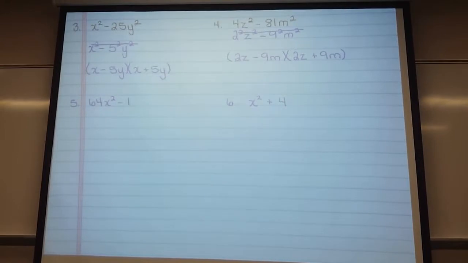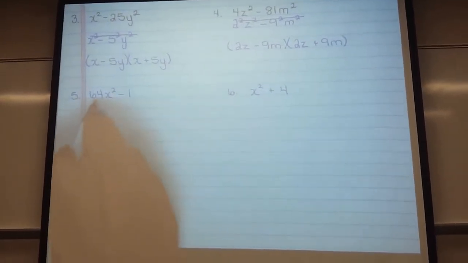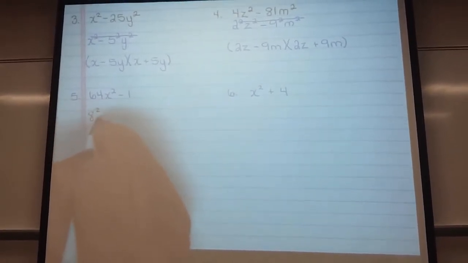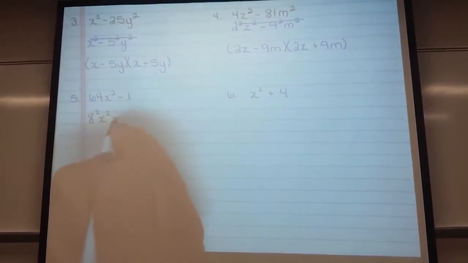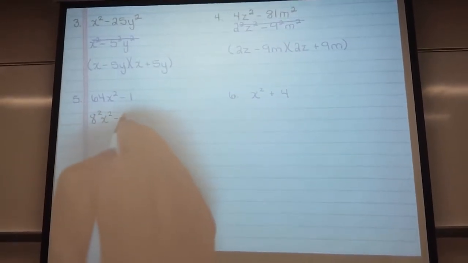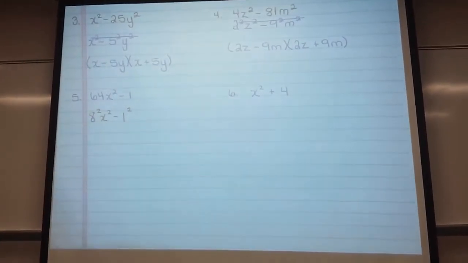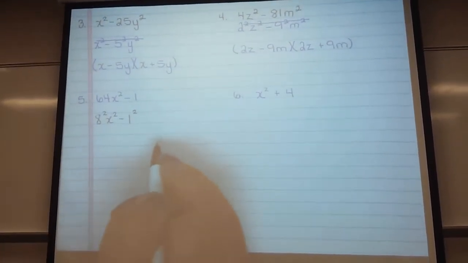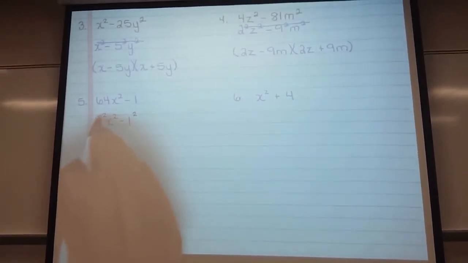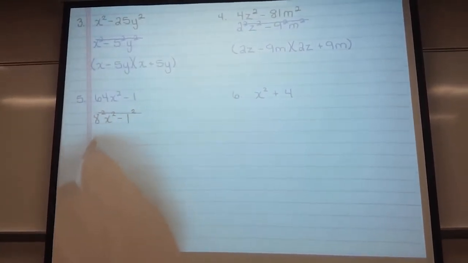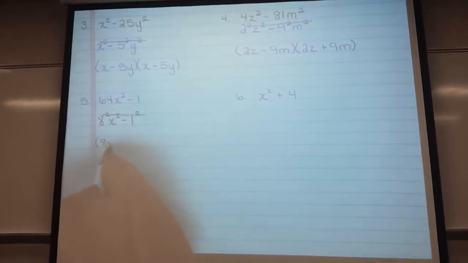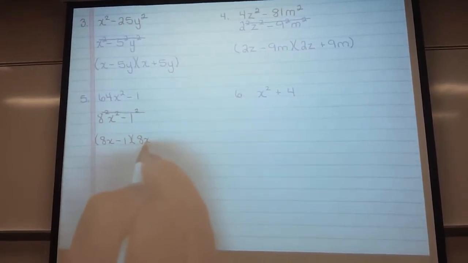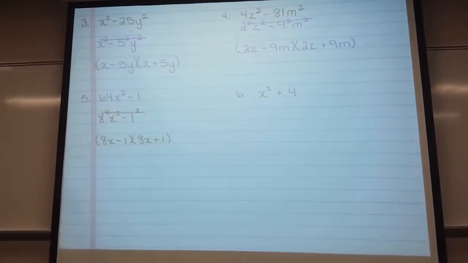Number 5. I have to write everything with a square. How would you rewrite 64? 8 squared. X squared. And then how would you rewrite 1? 1 squared. That one usually throws people off. Like, ooh, you can rewrite 1? Yeah, 1 squared is 1. What made me think about it was like a 0.5 or something. That's why I put it on there. So again, cross them out. So I'm left with 8x minus 1 and 8x plus 1. So hopefully you're getting the rhythm.